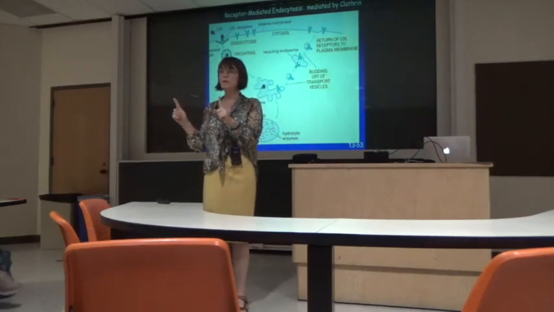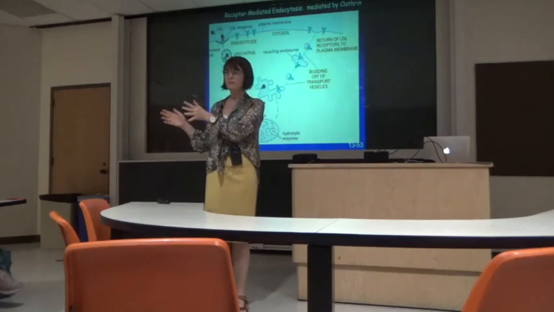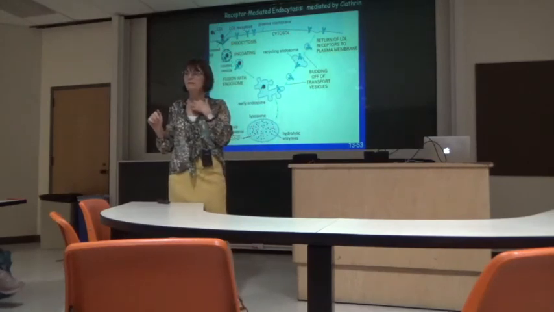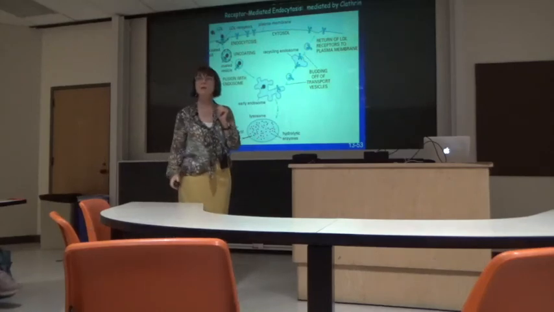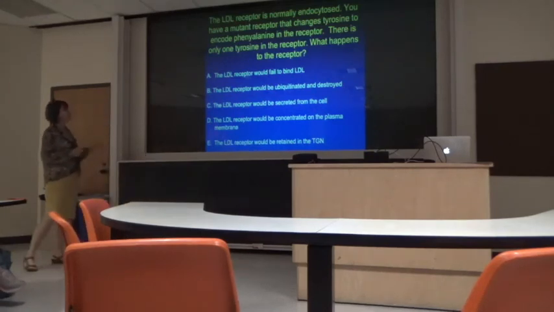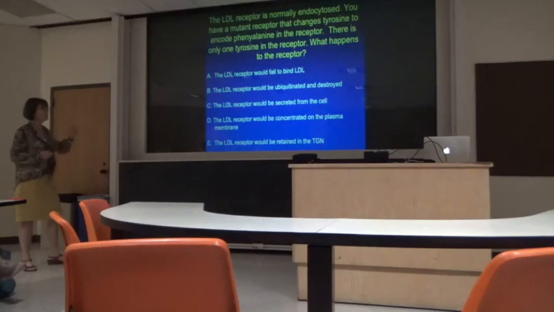If they were heterozygotes, so had only one bad copy and one good LDL receptor, they died of early heart attacks, more like 40s and 50s. So they sequenced the LDL receptor and found that that receptor had a mutation in the cytoplasmic tail. And I want to end with a final clicker question that is based on that mutation. So the LDL receptor is normally endocytosed. You have a mutant receptor that changes tyrosine in the cytoplasmic tail to encode phenylalanine. Assume there's only one tyrosine in the receptor. What happens to that receptor?